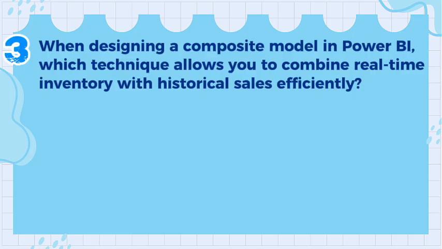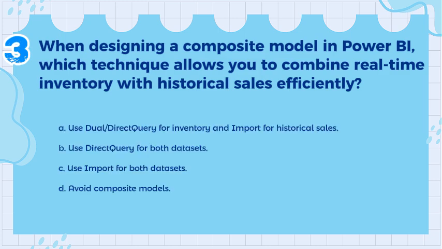The choices are A. Use dual/direct query for inventory and import for historical sales. B. Use direct query for both datasets. C. Use import for both datasets. D. Avoid composite models.